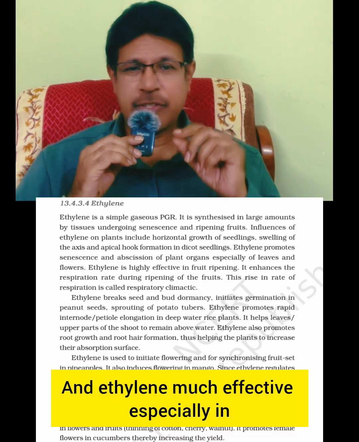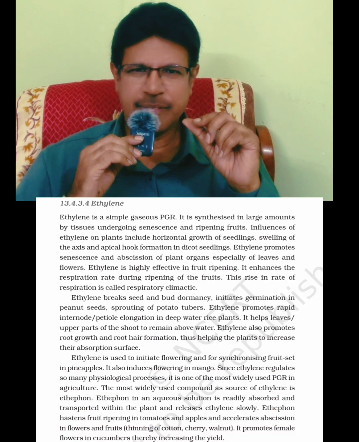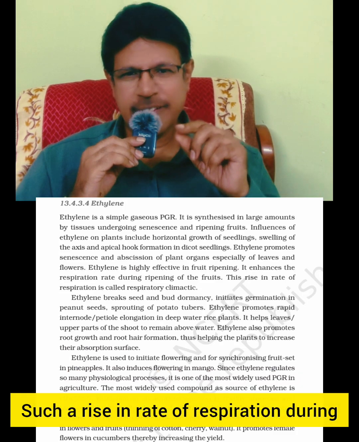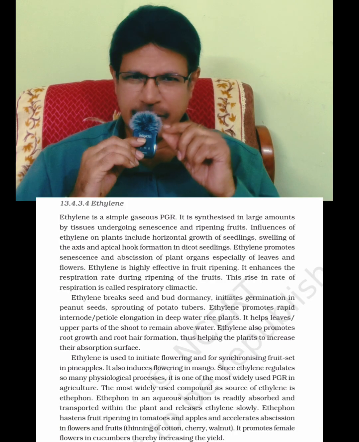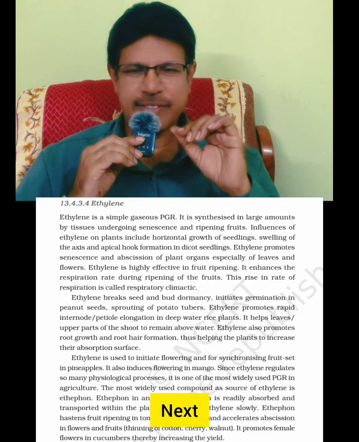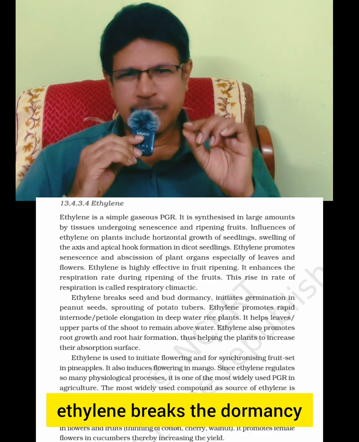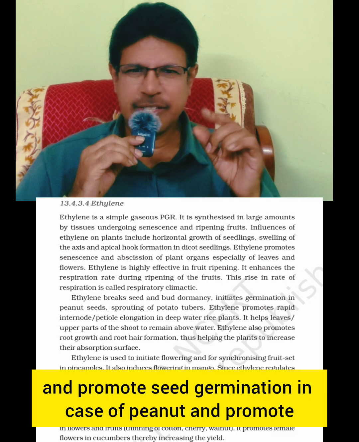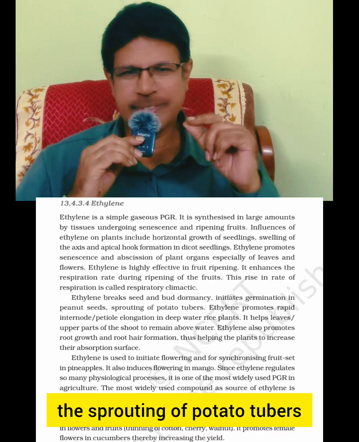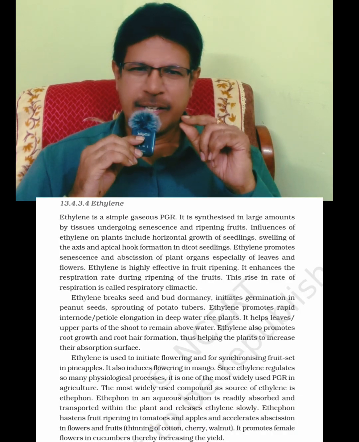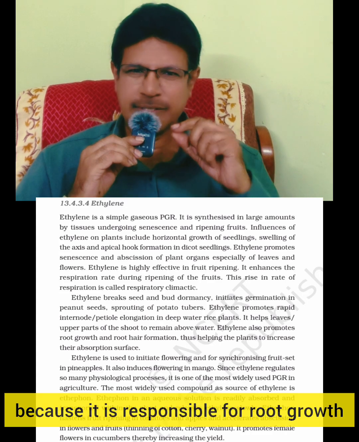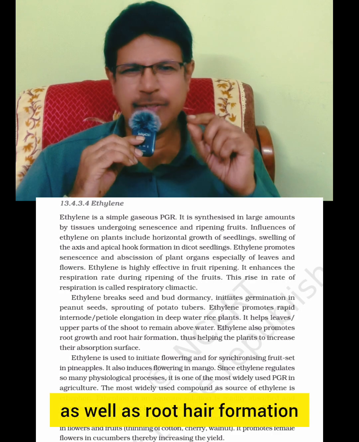And ethylene is especially effective in fruit ripening. It enhances the rate of respiration during ripening of fruit. Such a rise in the rate of respiration during ripening of fruit is what we call the respiratory climacteric. Next, ethylene breaks dormancy and promotes seed germination in peanut and promotes the sprouting of potato tubers. Next, ethylene helps the plant increase the surface area for absorption of water because it is responsible for root growth as well as root hair formation.